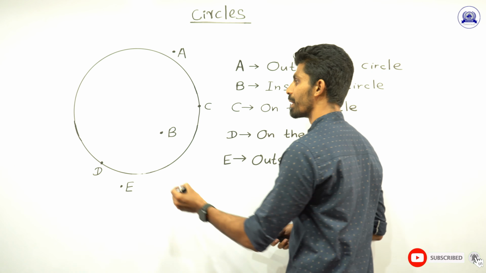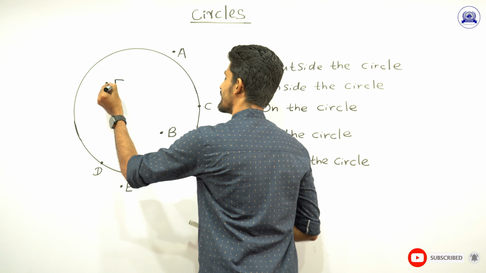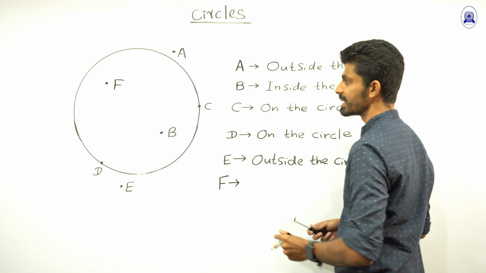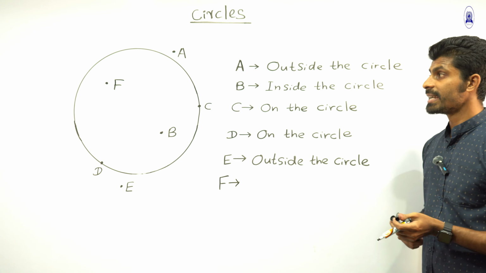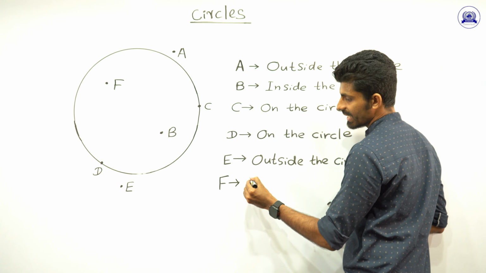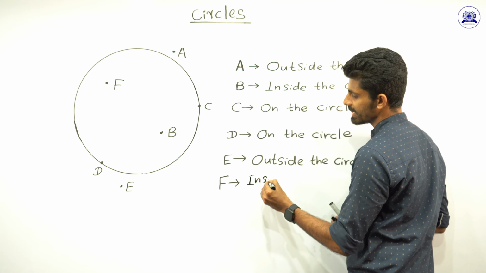I'm taking an additional one. This one is easy. F. Just quickly tell me about your F. What about the F? Inside or outside or on? Very good. In the circle, inside the circle.